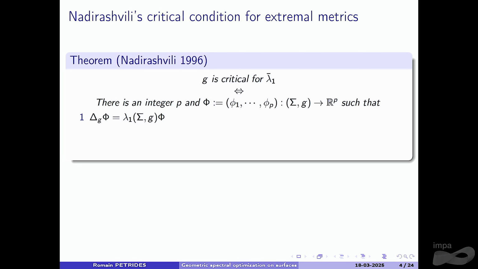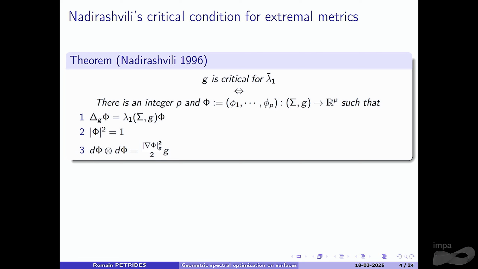And in that sense, he proved that if g is critical for lambda 1, then you have a family of eigenfunctions that create a map into R^p. They are eigenfunctions, which is the first condition here, but they also satisfy a sum of phi_i squared equal to 1. So the map phi is into the Euclidean sphere, and they satisfy this condition.